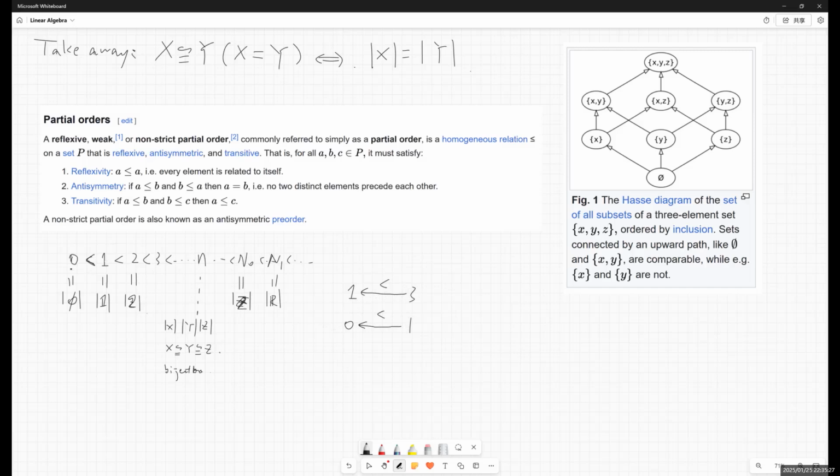So we can rewrite this line into 0, 1, 2, 3, 4, n.